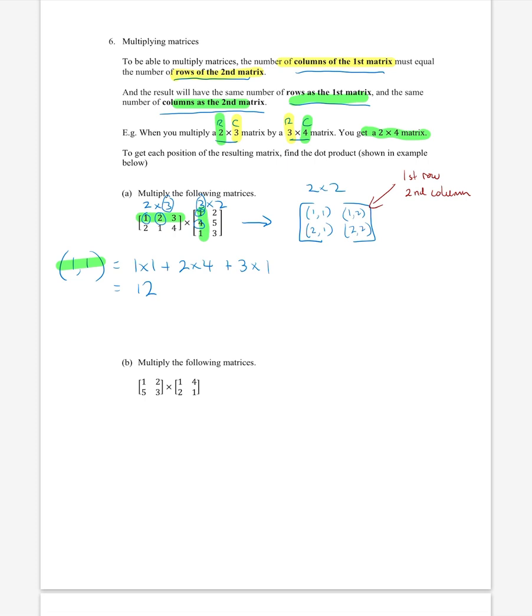Okay, let's try now the second row, first column. So that will be second row, first column. And we're going to get 2 times 1 plus 1 times 4 plus 4 times 1, which is going to give us 10.